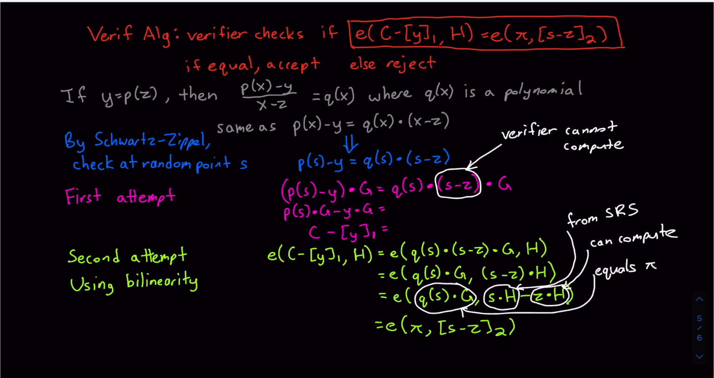Great. How about the left-hand side? We already said that the verifier can compute c minus y sub 1 with what it has, so it can easily compute the pairing e of c minus y sub 1, comma h. So the verifier really does have everything needed to perform the check e of c minus y sub 1, comma h equals e of pi, comma s minus z sub 2.